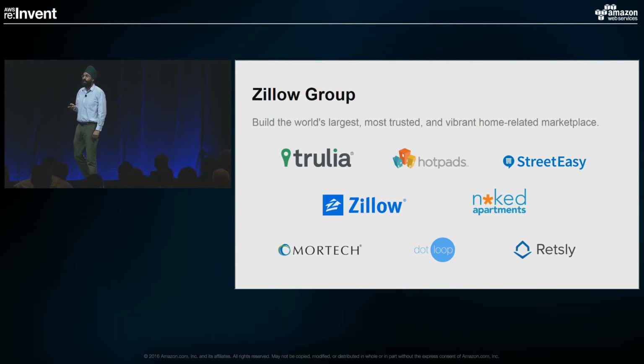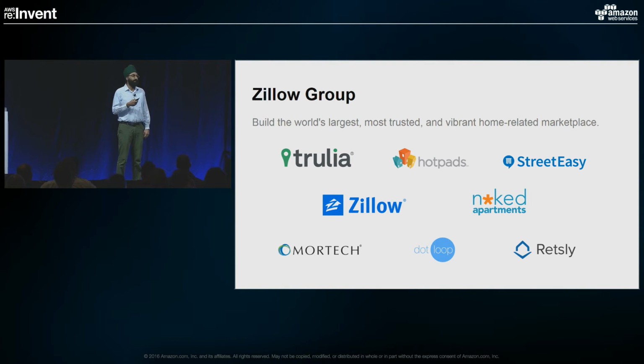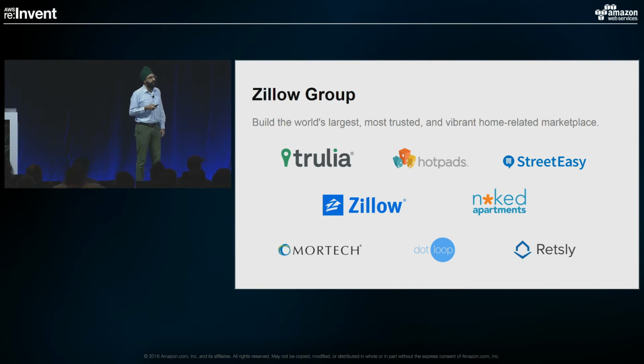Zillow, which started around the same time, was the first to provide a home valuation model for free. It was really the first time where you could just go to a home, look at a number and say, oh, this is how much I should buy this home for, or this is how much I should sell it for. StreetEasy and Naked Apartments specialize in the New York City market, and they're the dominant players there. HotPads is among the leaders in rentals. Mortech provides loan pricing information for multiple lenders. Restly provides developer APIs for real estate data.